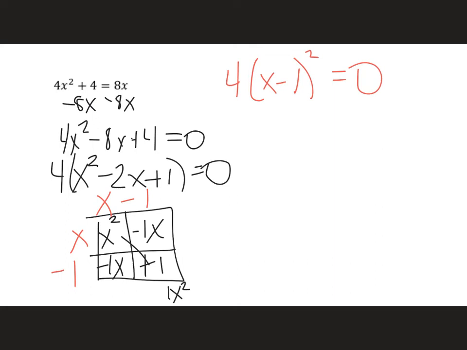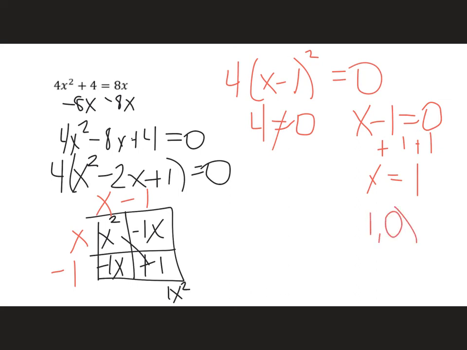Now, is there a way for 4 to equal 0? Because that is being multiplied, and that will never happen. So the only option here is for x minus 1 to equal 0. So if I add the 1, I'm going to get x equals 1. So this is a situation where there's only one solution, and that solution is 1, or 1, 0 if you write it as an ordered pair. It only has the vertex on the x-axis.